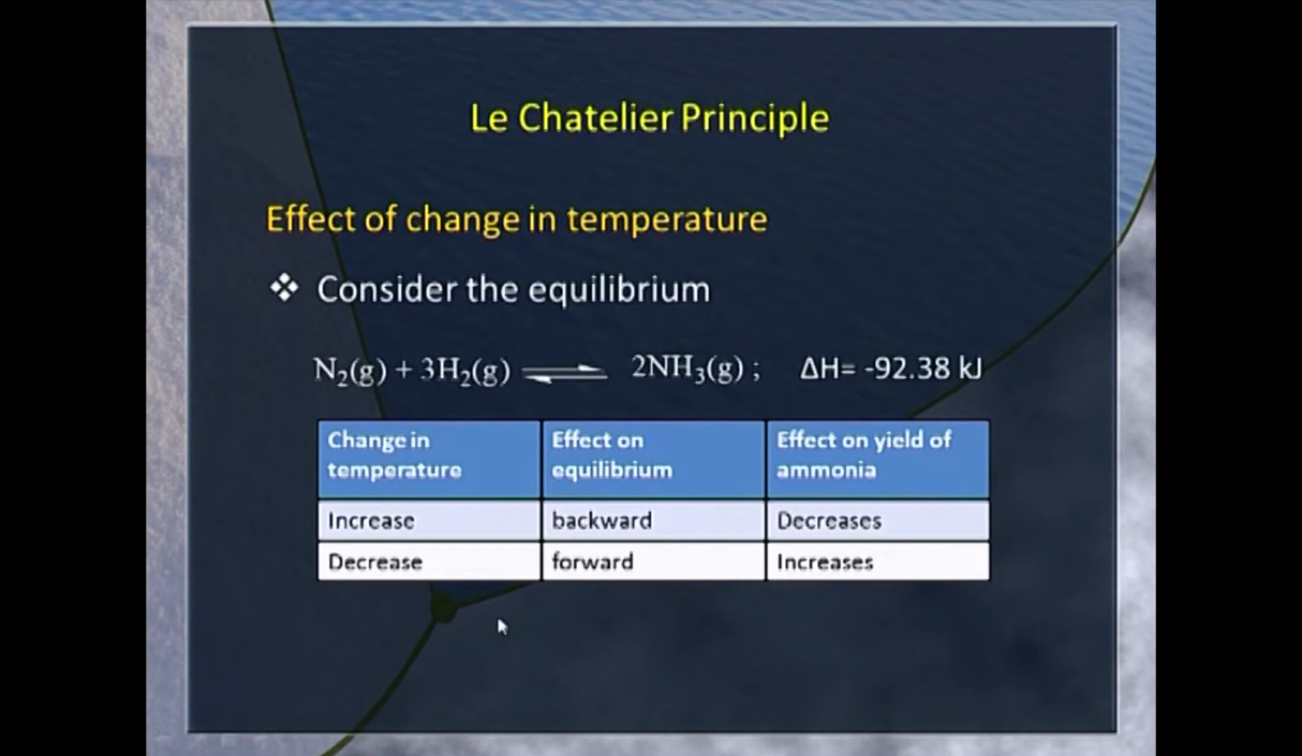If I decrease the temperature, the reaction will move in a direction where it can increase the temperature by expulsion of some amount of heat. So, this is an exothermic reaction, and it will move in this direction.